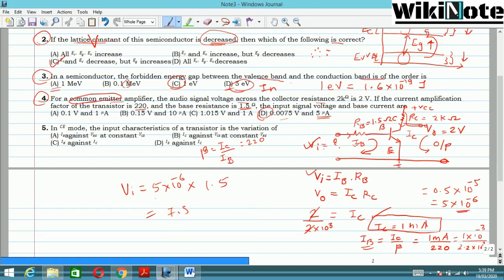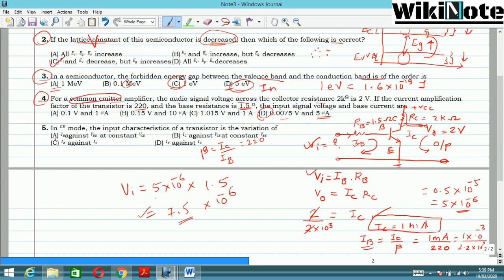Yes, it's 7.5 into 10 raised to minus 6. But is it validating the value? 1, 2, 3. Okay, something is missing over here. 1.5 kilo ohm and this is 7.5 volt. So according to me, this should be your answer, but it's not matching here. But the numerical value is matching. Yes, that should be your value.